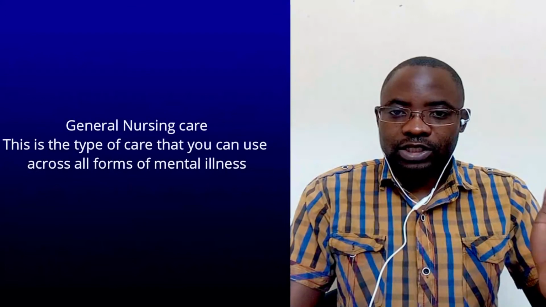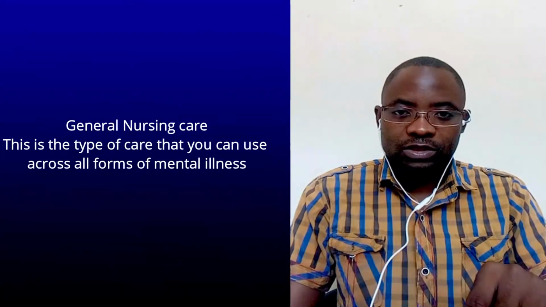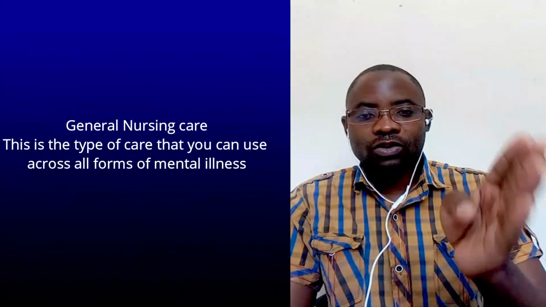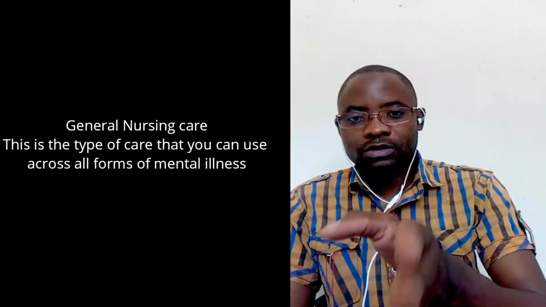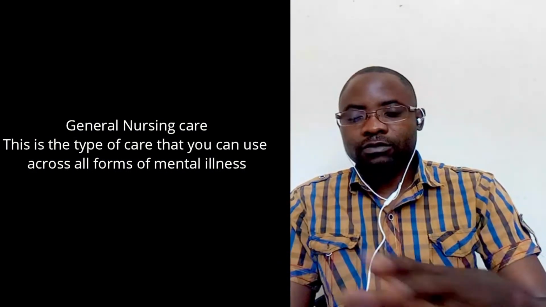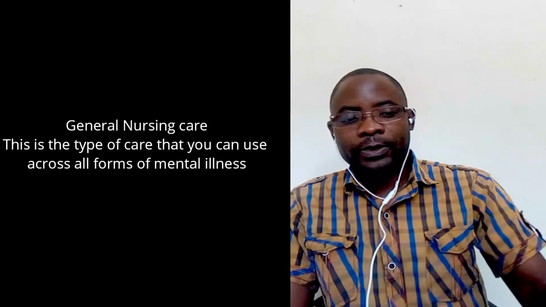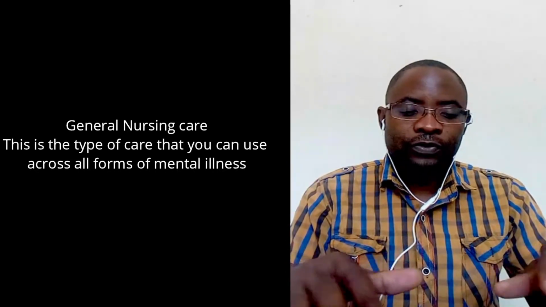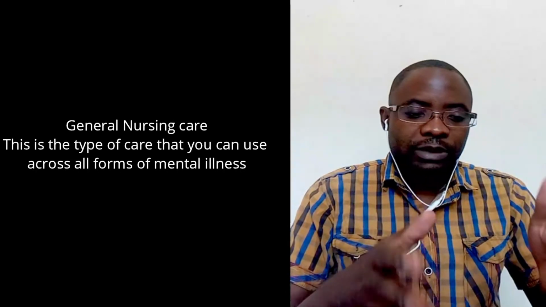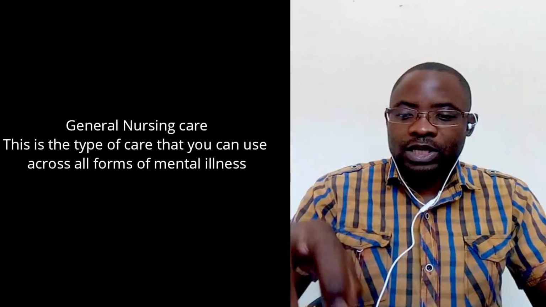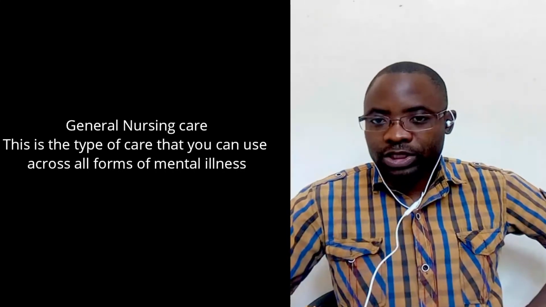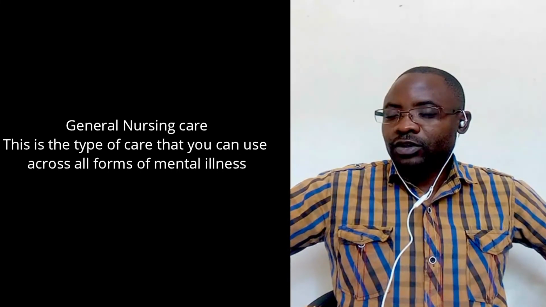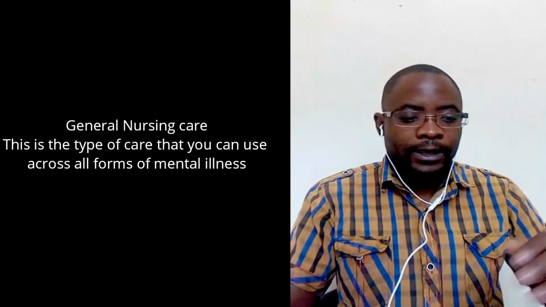What do we find under the general nursing care? The general nursing care is composed of the following information. This is the type of care that you can provide to all types of patients who have a mental illness. It doesn't matter what type of mental illness, but all forms of mental illnesses. So, in case you are a student and you are writing essays, when we talk about the general nursing care, it's a type of nursing care that you can copy and paste across all forms of conditions, when you're managing patients with all forms of psychiatric conditions. This is the general nursing care.